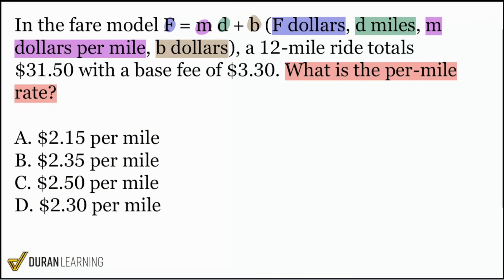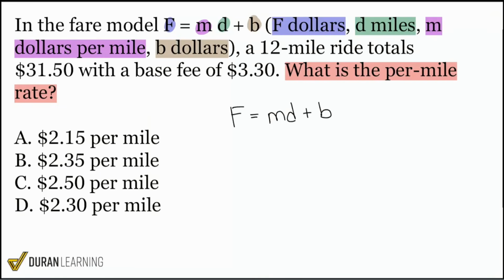Okay, so with that said, everybody, let's take a look at what we're given and what we might be looking for. And at this point, it should already be deducible that, hey, the per mile rate, everybody, which letter does that represent? The F, M, D, or B? Which of these letters represents the rate in this particular problem? Yeah, and if you're saying that it's the M, absolutely correct.